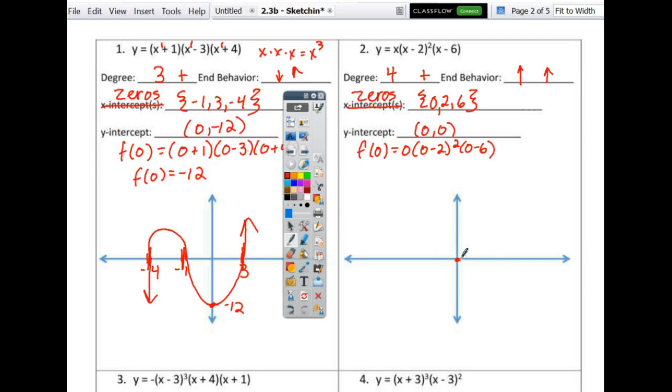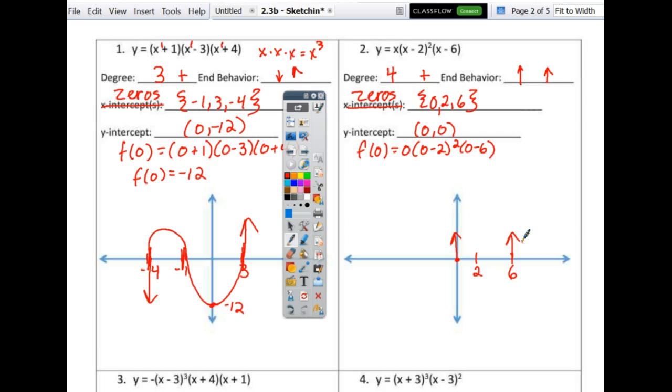So I know this is 1 point right there. My other ones are going to be 2 and 6. What's the end behavior? Up and up. So what do I know happens at the 2? The 2 gets a bounce. Okay? So I know right here I have to bounce. It means it either has to be on top or on bottom, but I can't go through here.